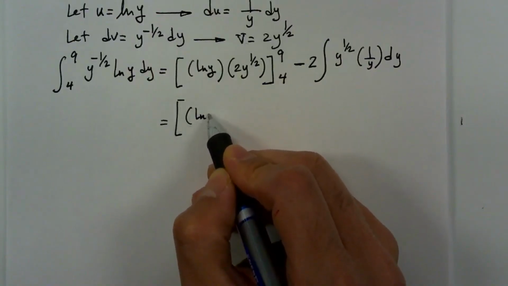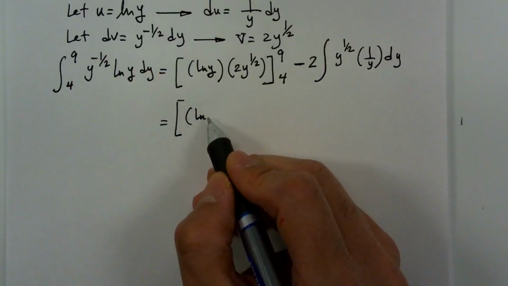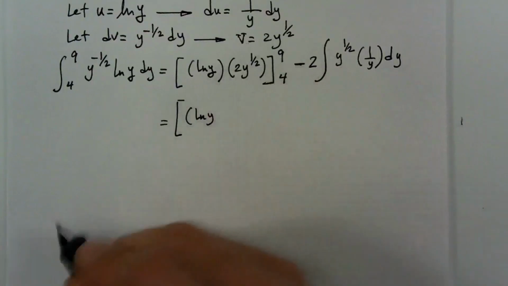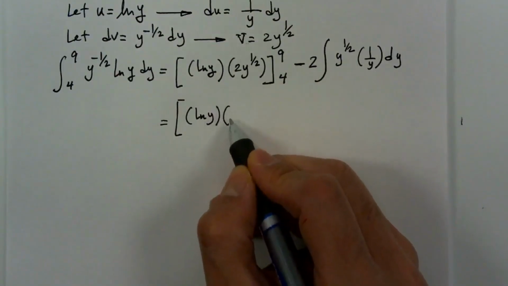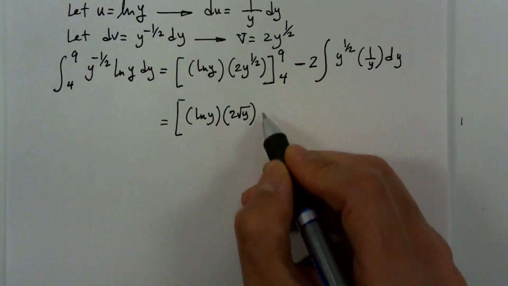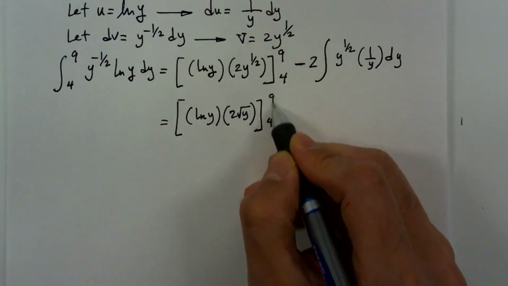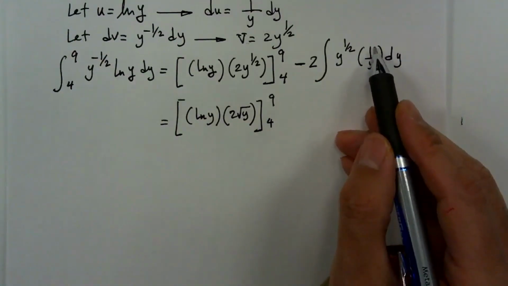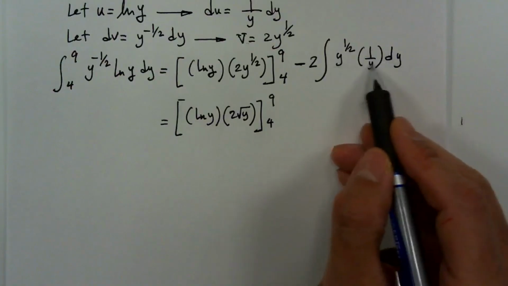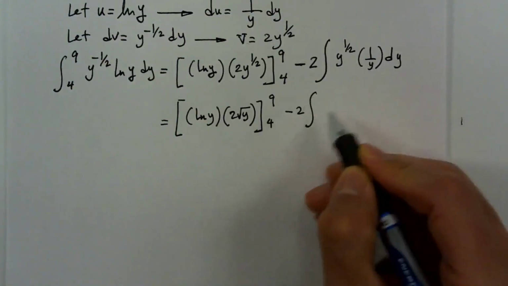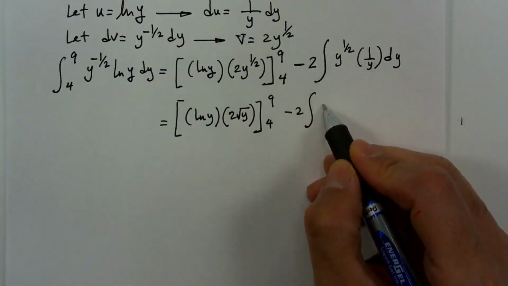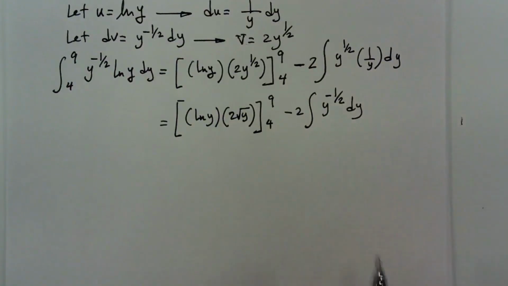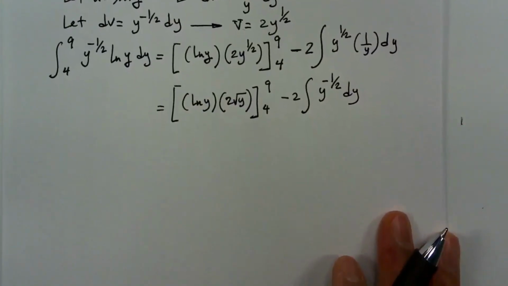So natural log of y, and I can write it 2 square root of y times that too. I'll do that next. Natural log of y times 2 square root of y, going from 4 to 9. And then here we have y to the negative 1 power. The bases are the same, so what do we get? If we combine this, we get y to the negative 1/2 power dy, right? I just wanted to combine those before I integrate.